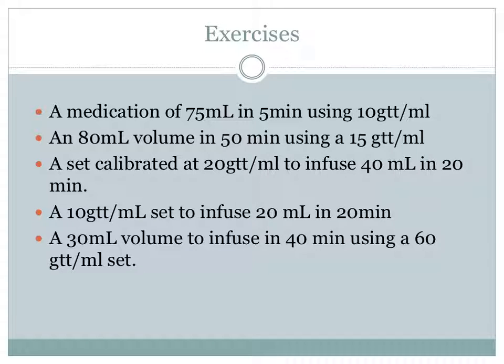Okay, for the first one, we calculate using a 10 drop per mil set. So you take 10 drops per mil times 75 mils in 5 minutes. And you should obtain the rate of 150 drops per minute.